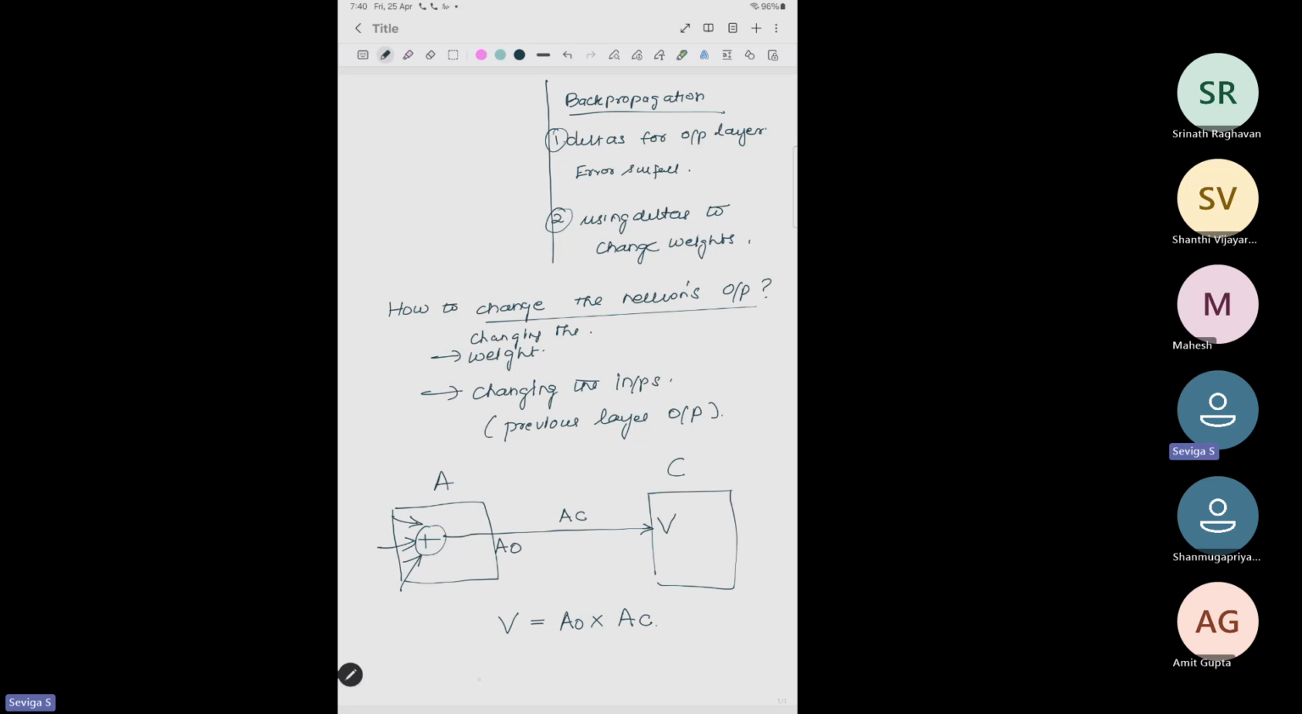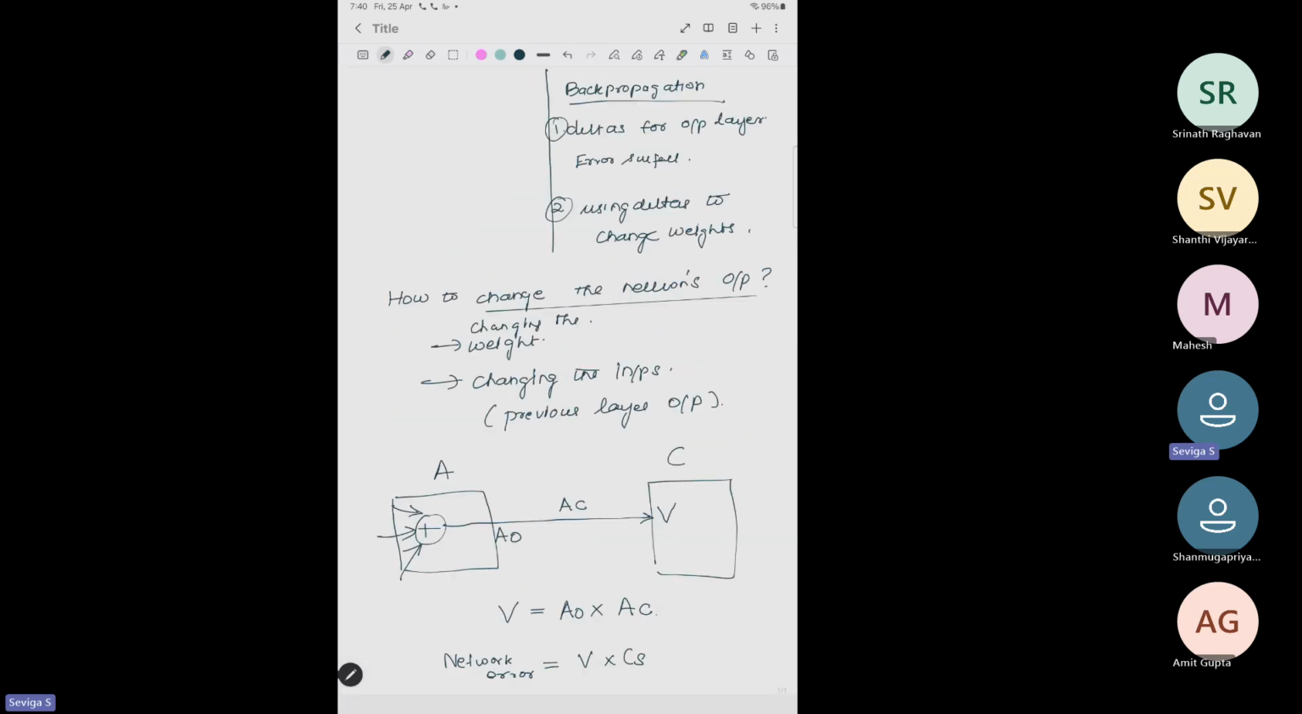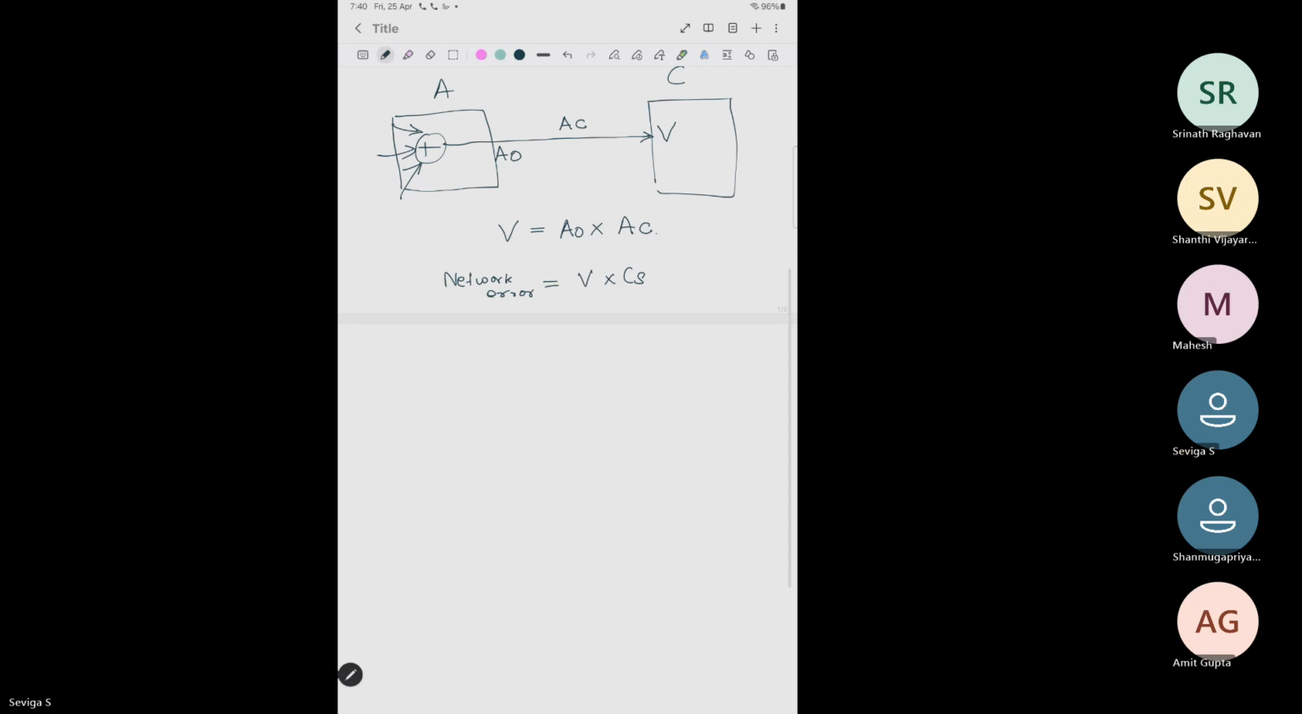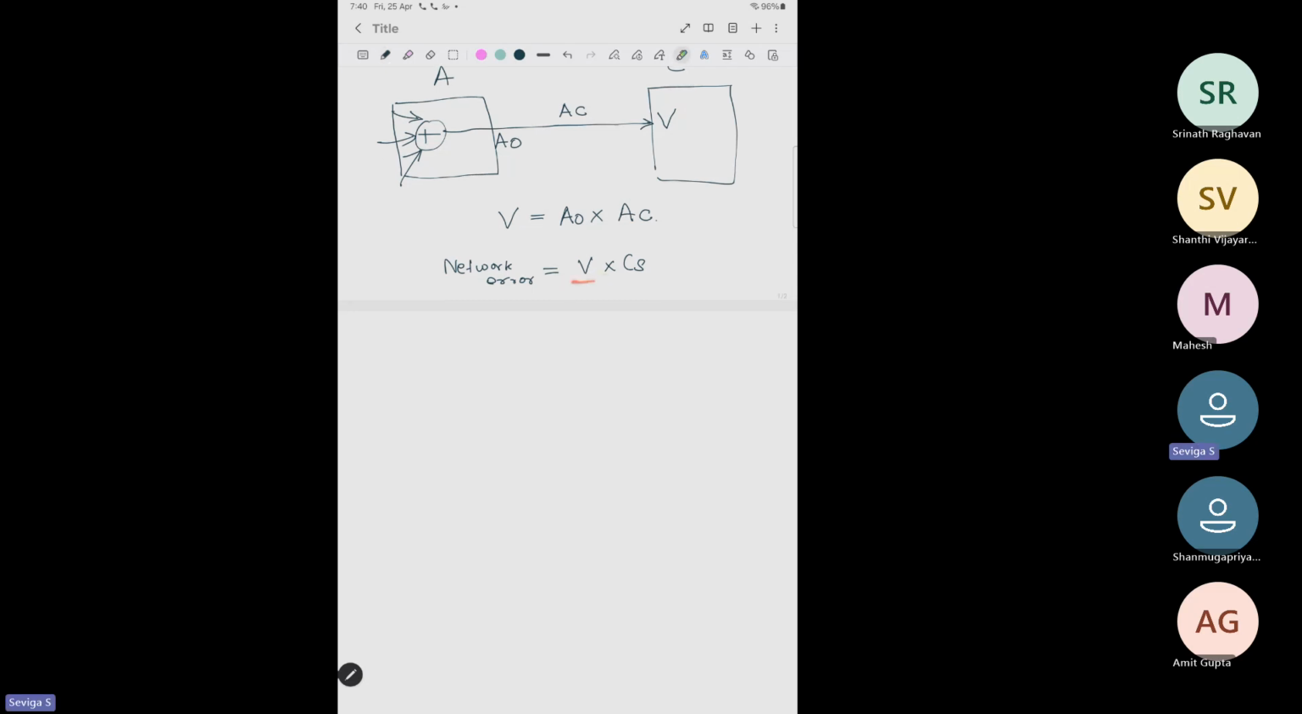Since the change in C is V, we can consider that the network error will change by V into C delta. Last time we saw that the change in the outcome into the delta value will give you the change in the network error. So here the change in the outcome is V. So V into C delta will give you the change in the network error.